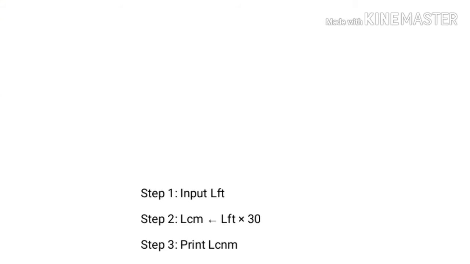So let's take a look at the algorithm of this problem. Actually, this problem is not that difficult. I think it's one of the simplest. The algorithm has 3 steps. We just say input length in feet. Then you multiply the length in feet by 30 to get the length in centimeters. Then you print the length in centimeters, then you end the problem.